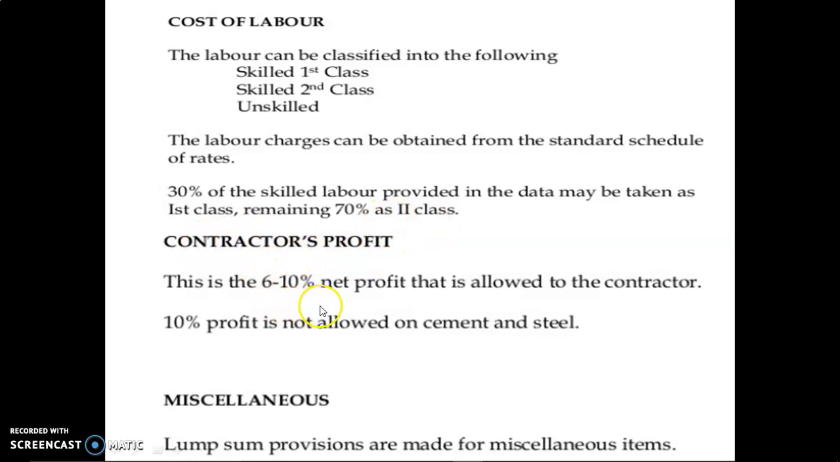This is the 6 to 10% net profit that is allowed to the contractor, and 10% profit is not allowed on cement and steel. Miscellaneous lump sum provisions are made for miscellaneous items. So these all are added in our total cost of the particular construction work.